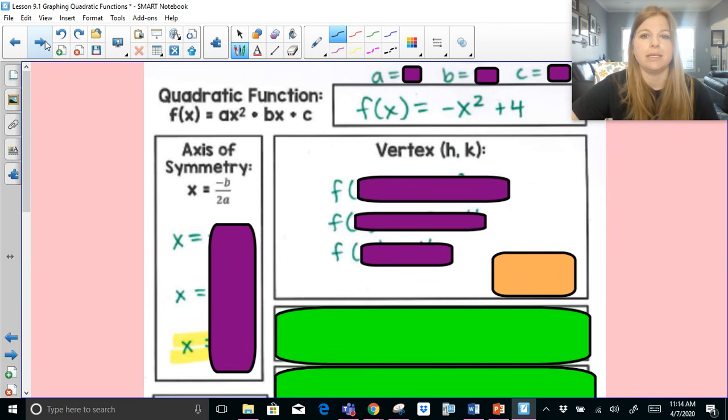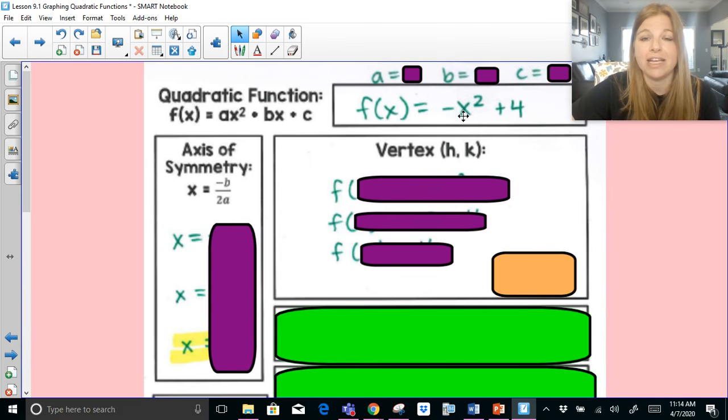Moving forward. Last one. Okay, negative x squared plus 4. My a value is my number in front of my x squared, which is negative 1. My b, notice I don't see an x in my equation, so that really means the b is 0. But I do have a c. I have a number by itself. That's my 4. I'm going to use these numbers now to help do my axis of symmetry formula.